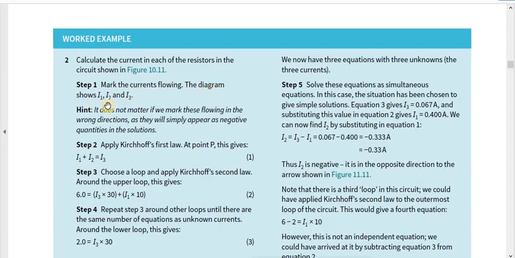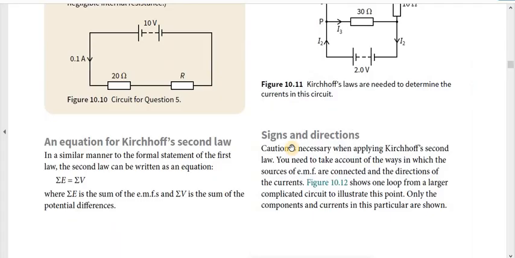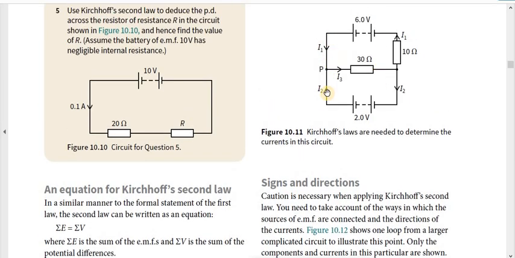Mark the currents flowing. The diagram shows I1, I2 and I3. So this diagram already shows I1, I2, I3. Again you can see this is the positive terminal, so this will push the current this way. Always the current flows from the positive terminal to the negative terminal outside the battery. So this will push it this way, and this will try to push the current this way. Let's say the current is coming out from here, and the current is coming out from here, and then those two currents I1 and I2 add up at point P and then pass through this wire.